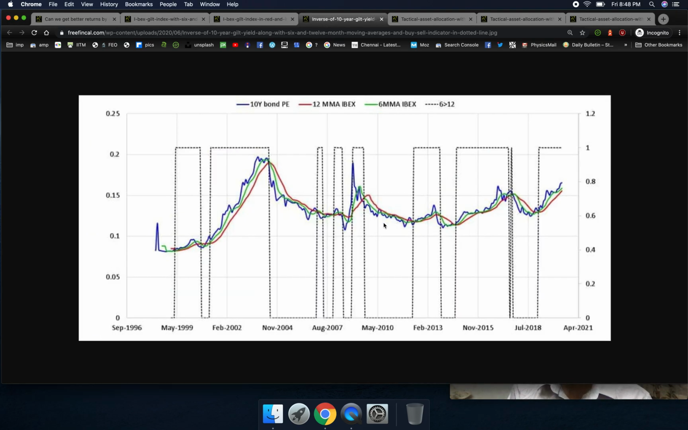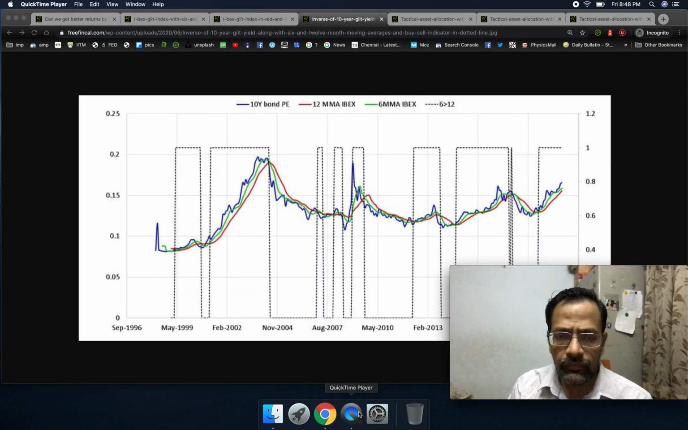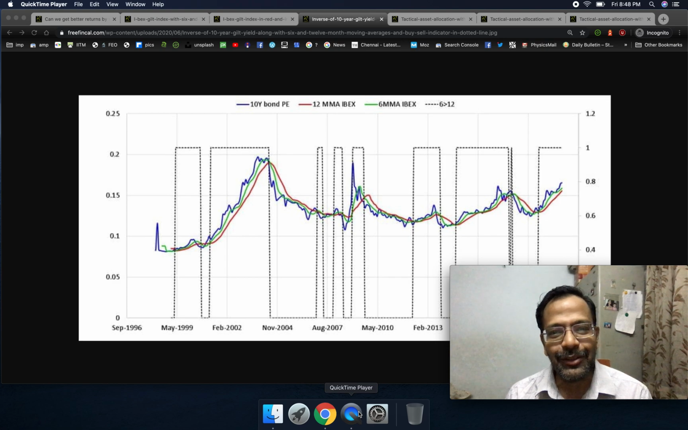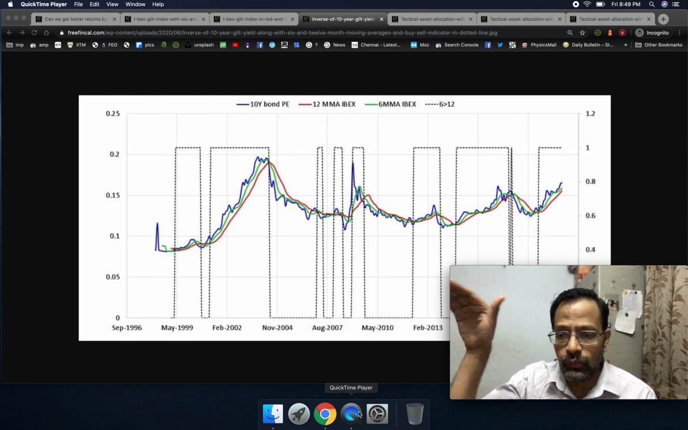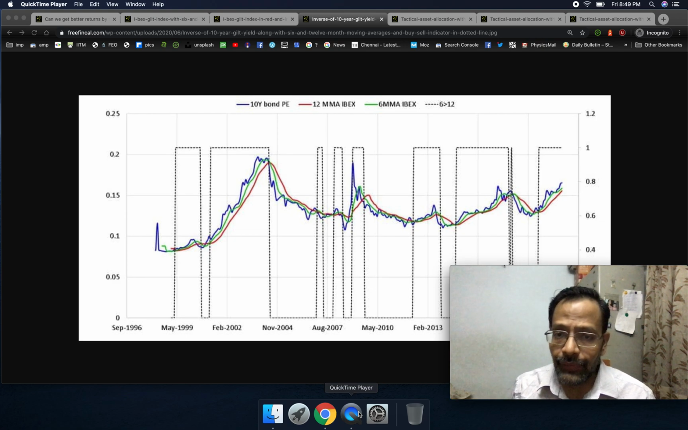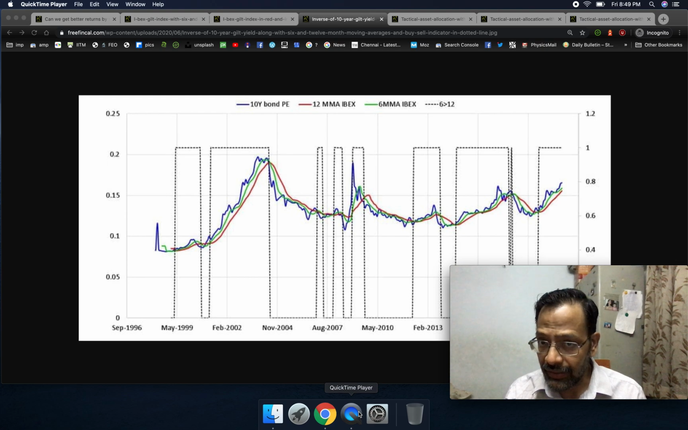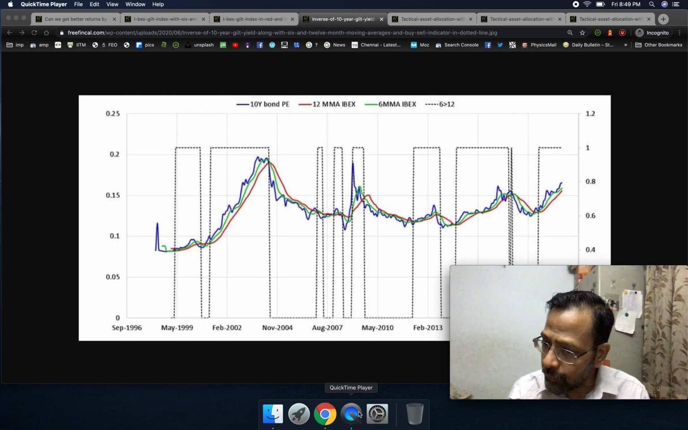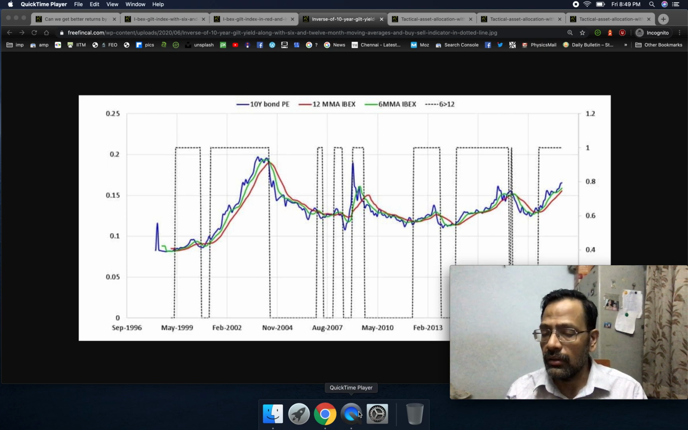And this is again the blue line, which is the 10-year bond PE. The red line is the 12-month moving average of the bond PE. The green line is the 6-month moving average of the bond PE, and the indicator is the dotted line. When the dotted line is 1, that's when you buy gilts, that is, when the 6-month moving average is greater than the 12-month moving average. And then the inverse, when it becomes less, you sell off the gilts.